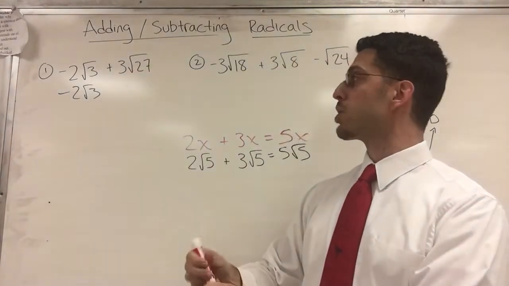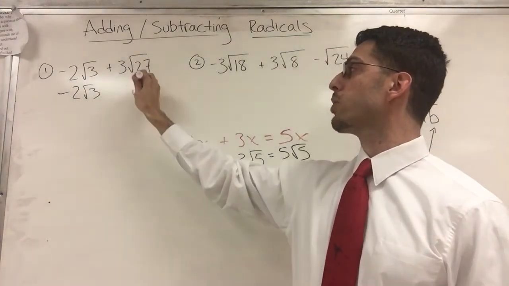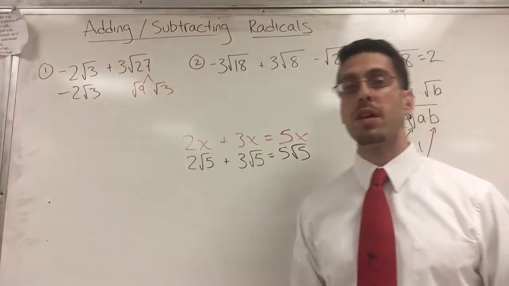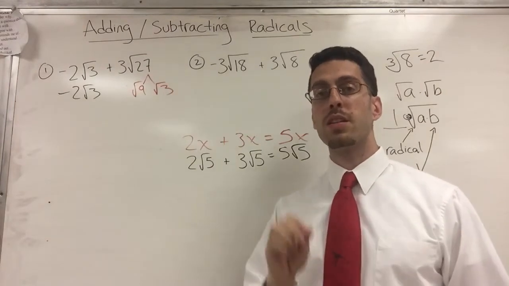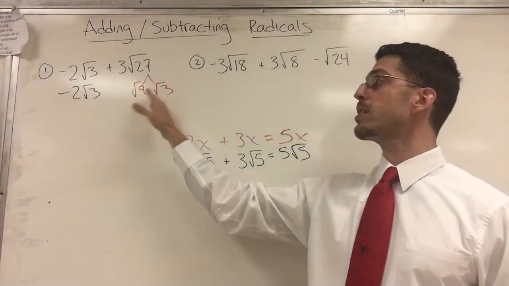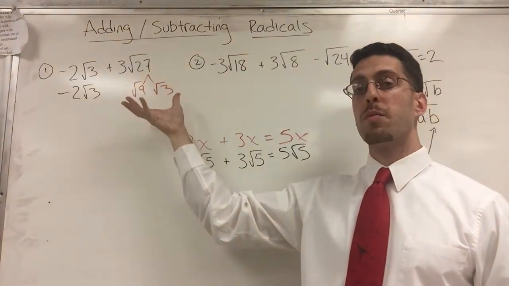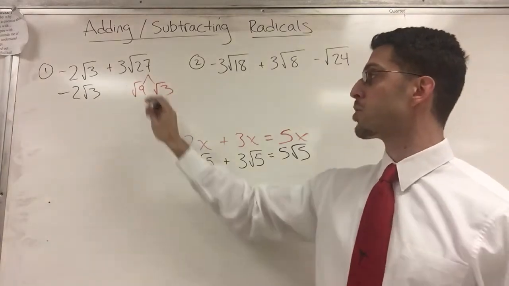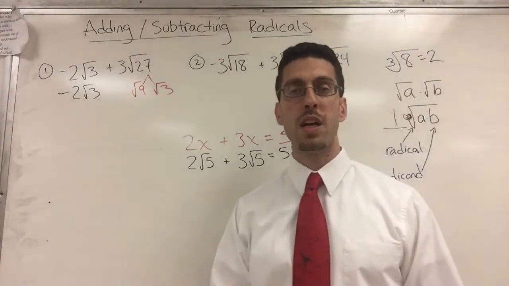So 27 actually breaks down to radical 9 times radical 3. 9 times 3 is 27. Alright, and I'm going to say this again. Choose the pair with the largest perfect square. The reason 9 times 3 is a great pair of factors is because 9 is a perfect square. Alright, so what's the square root of 9? Do you know it? What times itself is 9?